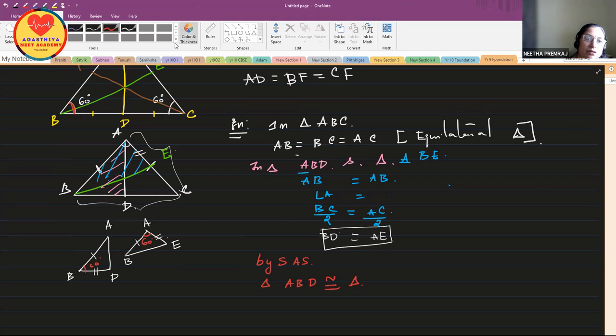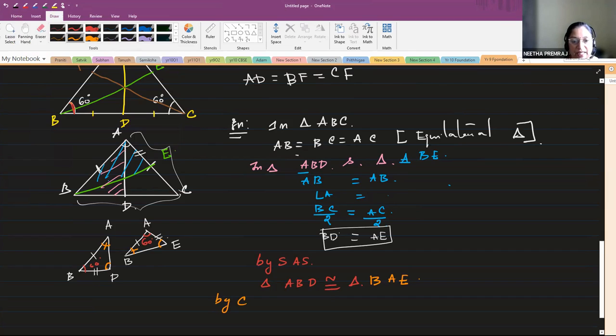Now, I'll show you how to write it. You have to mention the triangles by corresponding sides. This must be matching with this, and this with this. Angle A is matching with B, so BAE. If two triangles are congruent, this is the way you have to write: triangle ABD is congruent to triangle BAE.